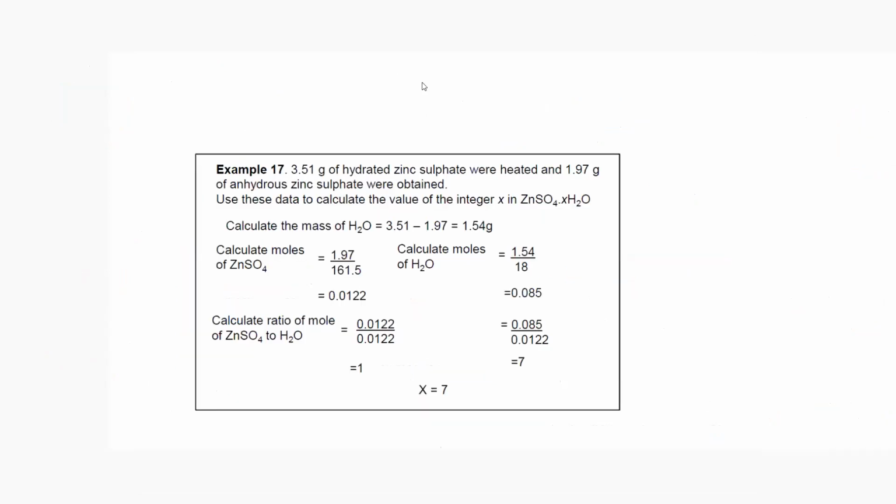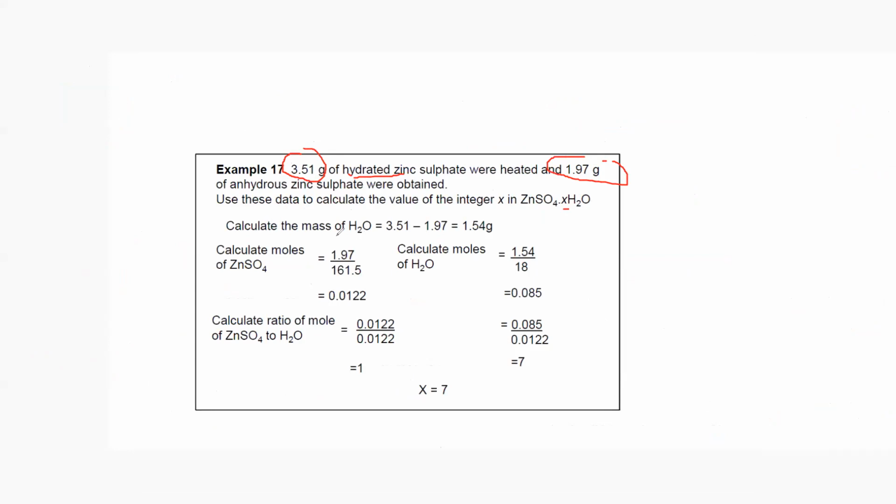So, for example, we have 3.51 grams of hydrated zinc sulfate. It means that it is the zinc sulfate with water. 1.97 grams of anhydrous zinc sulfate is obtained. So how can we use the data to calculate the value of X?